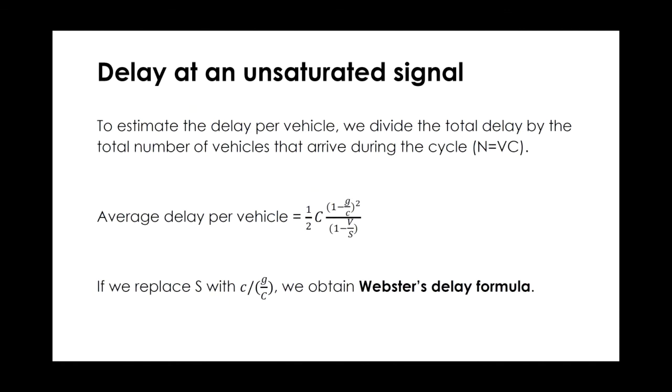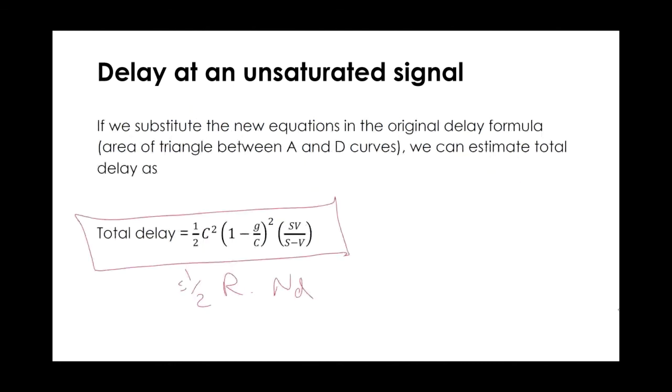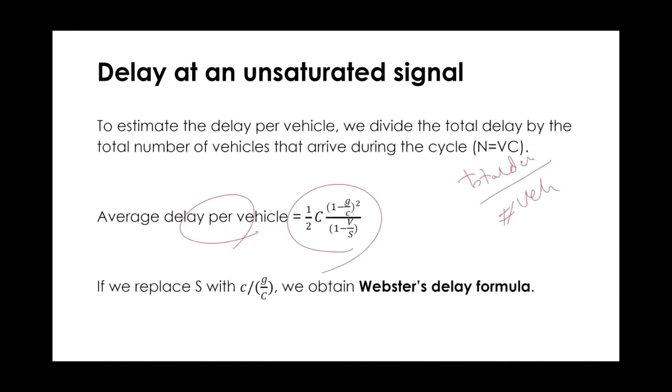And then if I want to calculate the average delay per vehicle, the average delay per vehicle is simply total delay divided by the total number of vehicles. If you do the math, if you divide this by the total number of vehicles in the queue, which is actually ND, right? You'll get to this little formula, which is known as Webster's delay formula. So I did all of that to get to this point.